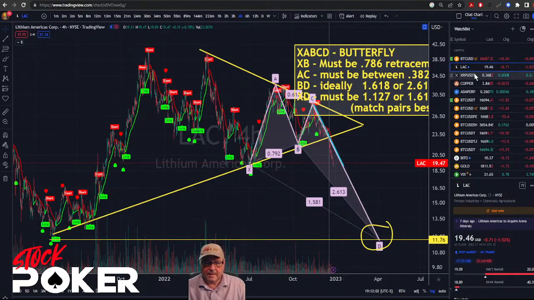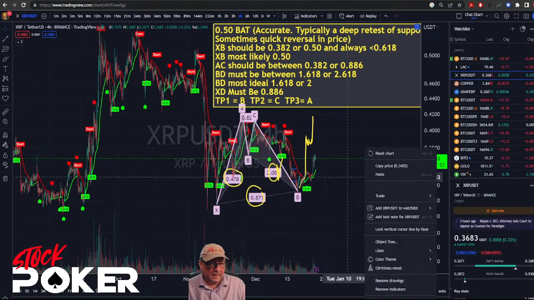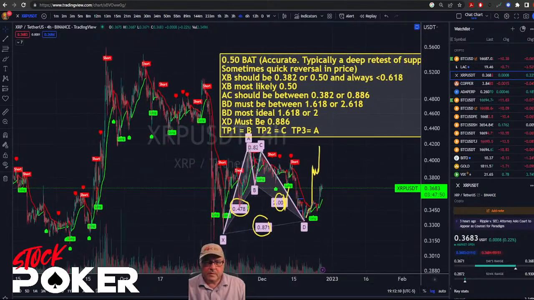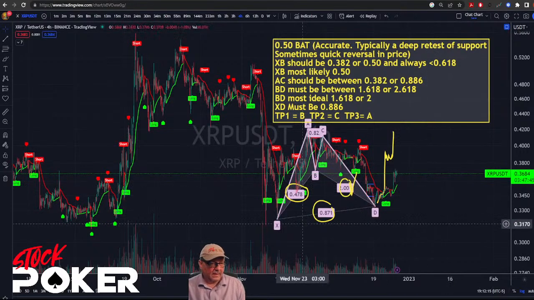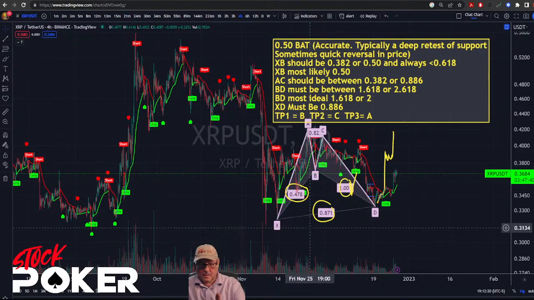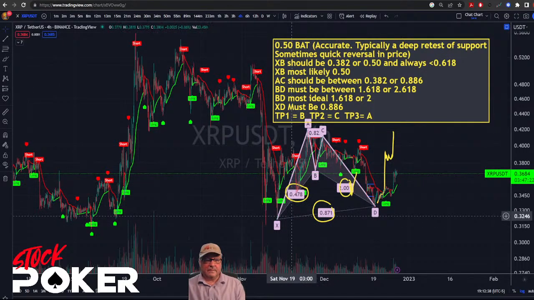And then let's look at this, our last video here. If you remember, this is the bat, and we'll go over quickly the rules of the bat. The XB retracement needs to be the 382 or the 0.5 or somewhere in between. Most of the time it's going to be the 0.5. In no case can you ever have any kind of wicks that take you past 618, not even a momentary wick. This XB is most likely 0.5, which is what we have.